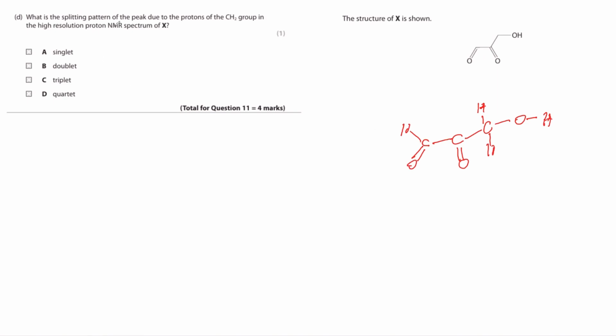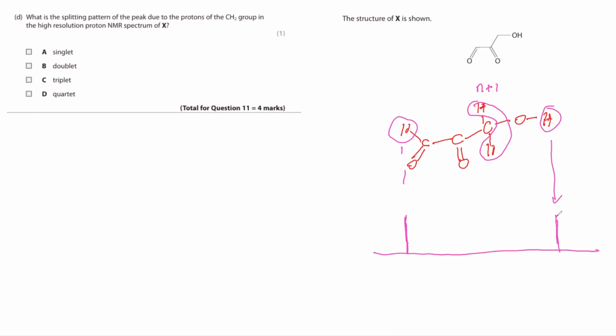What is the splitting pattern of the peak due to the protons of the CH2 group? They are talking about the CH2 group, and there's something called the N+1 rule. Now we know that they get 3 peaks. I'm not drawing at the right height, but let's assume this one gives you 1 peak, this hydrogen gives you 1 peak. Their height should be the same because they have the same number of hydrogens, and this peak should be twice as tall as the other 2 peaks.